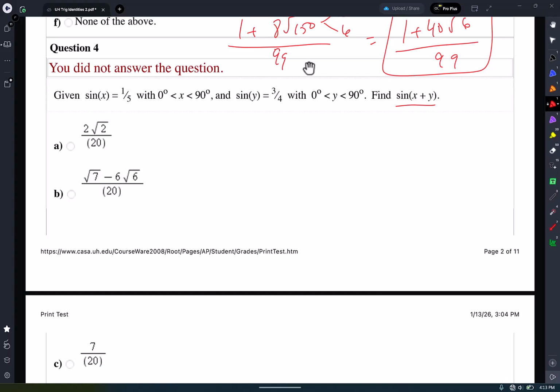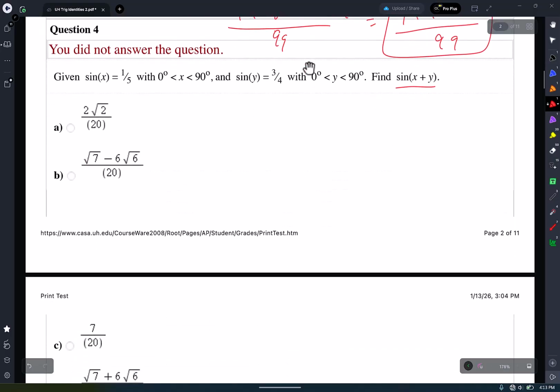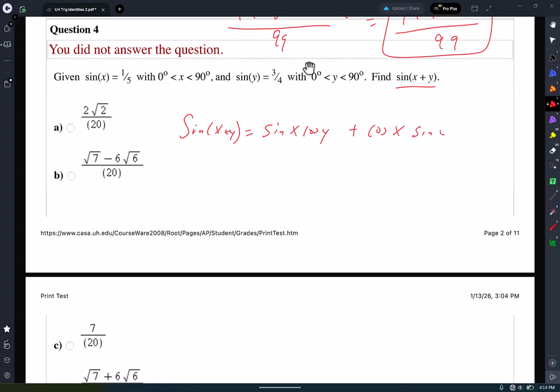All right, here you go. I have sin x plus y. You're good, miss. I'm in question 4. Wait, it was D, right? Oh, yeah, it was D. Sin x plus y is sin x cosine y plus cosine x sine y.